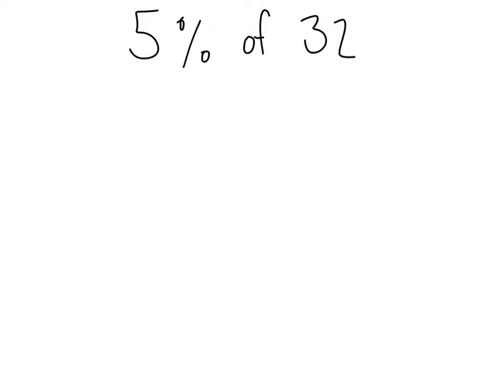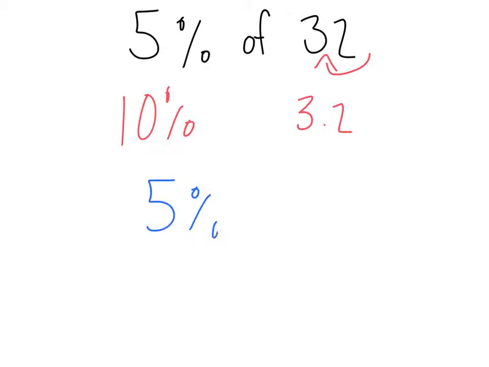Welcome back. Let's see, 5% of 32. Well, we're going to work out 10% first, and as we always said, whenever you're working out 1/10 or dividing by 10, you're moving that decimal place one space in, so 10% is 3.2, so therefore 5% is going to be half of that, which is 1.6. So 5% of 32 is 1.6.